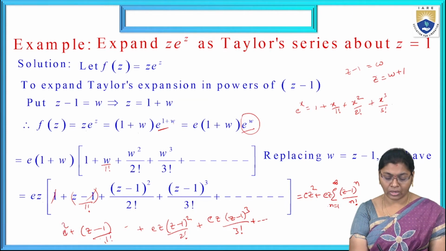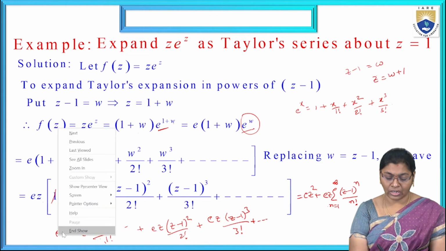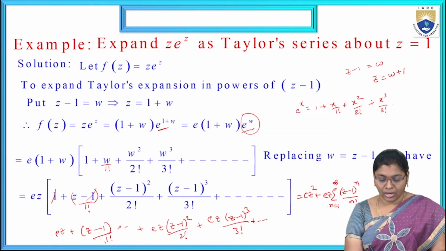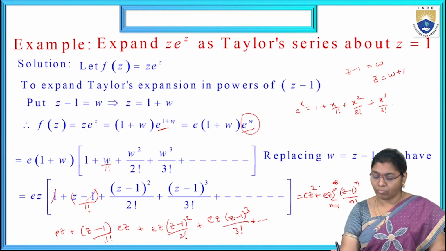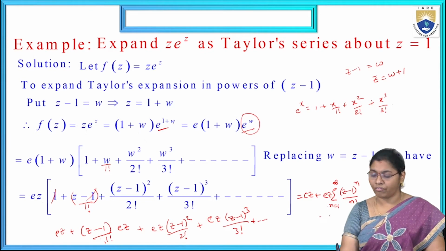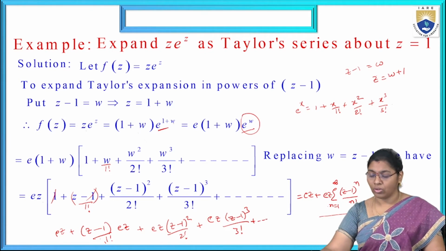That means e power Z, Ez, that is Ez into e power Ez. Now simply write it as Ez plus Ez into summation of (Z minus 1) power n by n factorial. This is the final solution. Now simply here we can write it as this one.